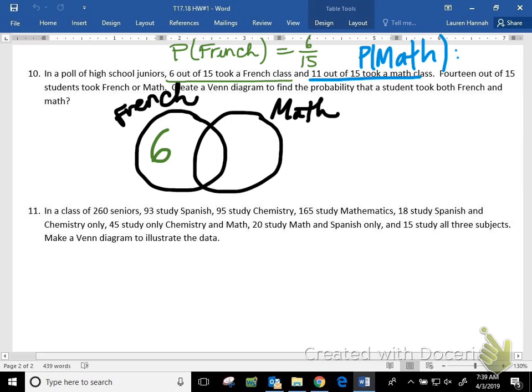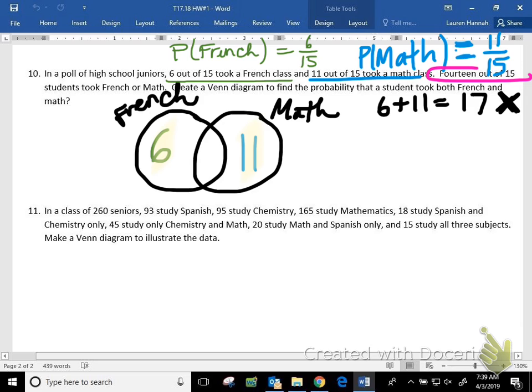15. So once again, I'm thinking a similar instinct is going to be to just put that 11 over here. But if you notice, if you're placing 6 and 11 in the Venn diagram in that way, you've actually accounted for 6 plus 11, or 17 students. But this isn't possible, because based on the next probability statement, it says 14 out of 15 students were in French or math.